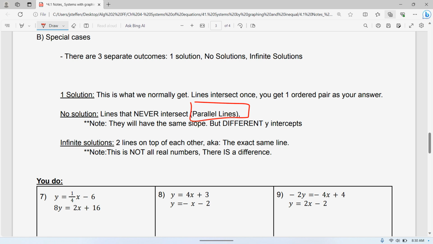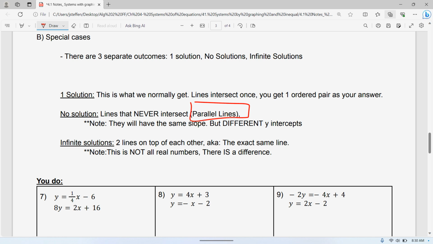I forget, chapter 1 or 2. But when the lines are parallel, that means the lines have the exact same slope. Perpendicular is opposite reciprocal. We don't have to deal with that right now because perpendicular just means they intersect once. That's the first case. So parallel, they never intersect. They will have the same slope, but different y-intercepts. You always want to make sure you double check that.